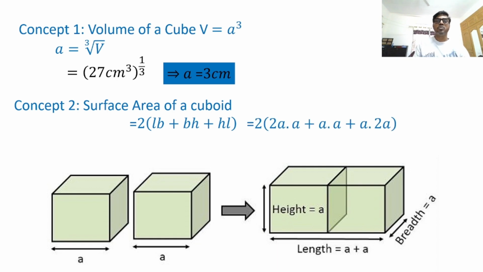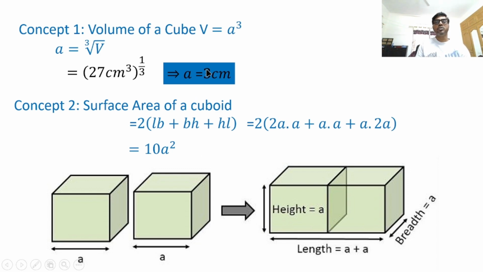Now let us substitute there. L is 2A, but B and H will continue to be A as well. So if you substitute, you get 2A into A, 2A squared, A into A, A squared, A into 2A, 2A squared. 2A squared plus 2A squared, 4A squared, plus A squared will give you 5A squared. This 5A squared multiplied with 2 will get you 10A squared. That is going to be the result.